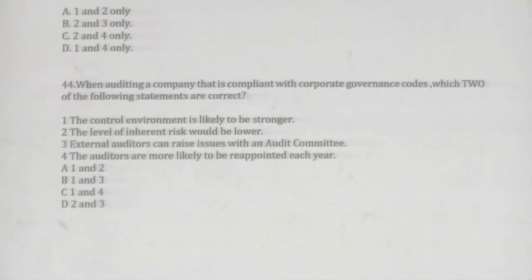One is control environment is likely to be stronger. Now, I told you today one thing, control environment means what? Remember, I told the word tone at the top, directors are good, they see controls as important. In such a company, if they follow corporate governance, obviously one is a correct answer, control environment is stronger. But level of inherent risk would be lower.